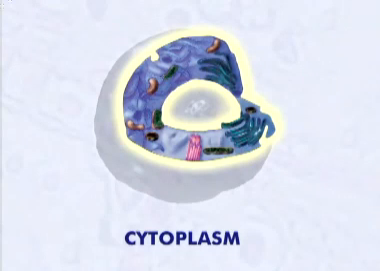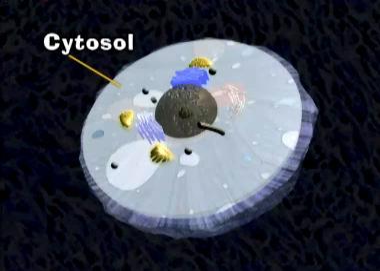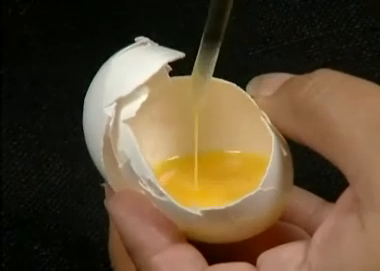Now, let's look at the organelles inside the cell membrane. The cytoplasm includes everything inside the cell membrane except the nucleus. Also part of the cytoplasm is the cytosol, a gel-like fluid made up of mostly water, proteins, and some chemicals. Take a look at the inside of this egg.